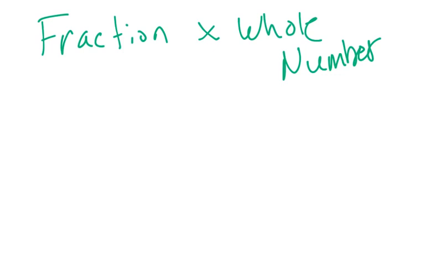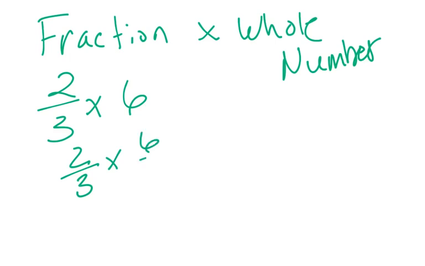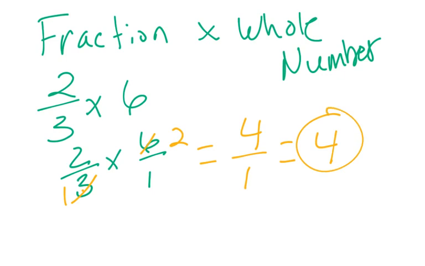So, for example, if I have 2/3 times 6, I'm going to rewrite that as 2/3 times 6 over 1. Okay, now I'm going to look and say, oh, I can cross simplify here. 3 goes into 3 once, 3 goes into 6 twice. 2 times 2 is 4, 1 times 1 is 1. My answer is 4. Okay, so that is fraction by whole number.